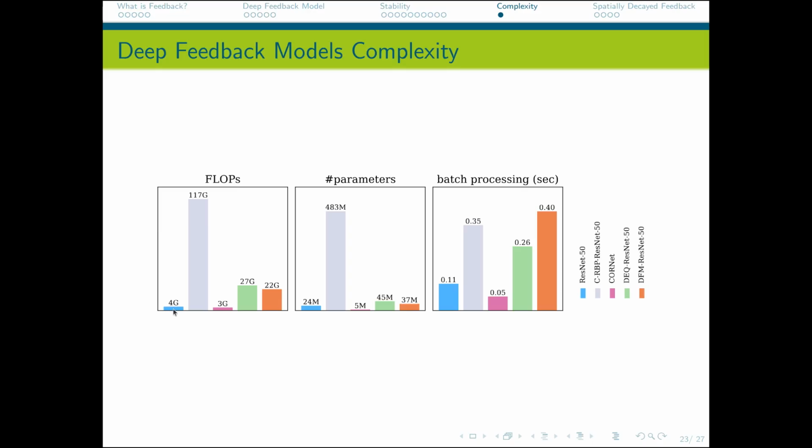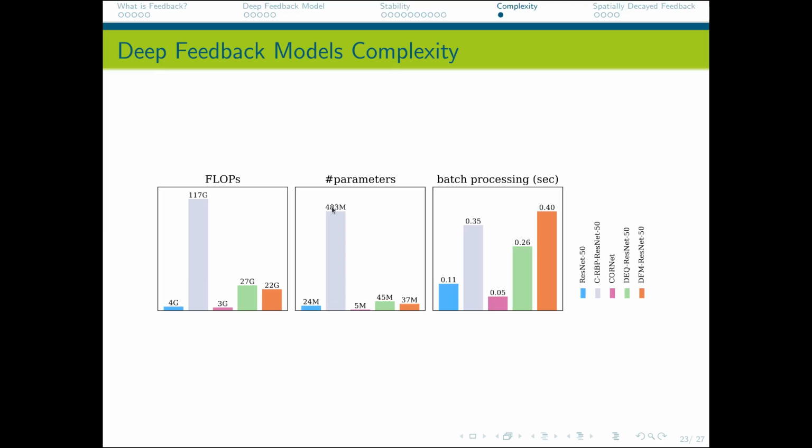Of course, in terms of floating point operations, the feed-forward has 4 gigaflops, and all of the recurrent models have 5 iterations, by the way, in this evaluation, and the feedback that we are proposing has 5 times more. This is natural, but you can see that the deep equilibrium model has more floating point operations, as well as the recurrent backpropagation model from the stable and expressive vision models paper. In terms of number of parameters, we are in comparison with the other baselines.